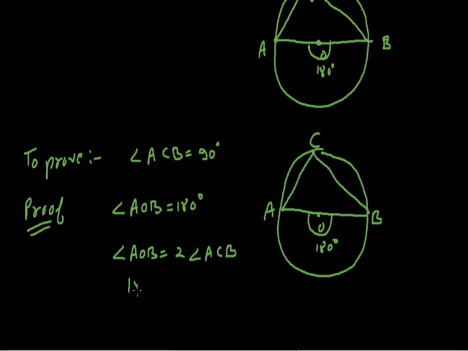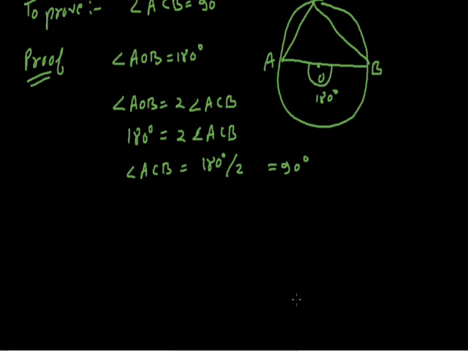As angle AOB is 180 degrees, therefore 180 is equal to twice angle ACB. So angle ACB is equal to 180 degrees divided by 2, which is equal to 90 degrees. So the angle in a semicircle is always 90 degrees. Now let's do some problems based on this.